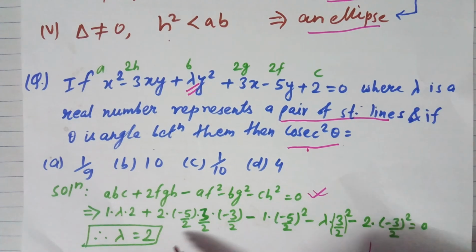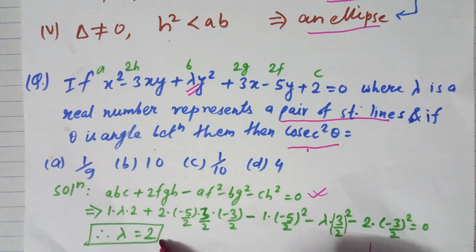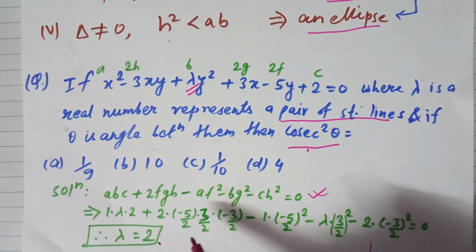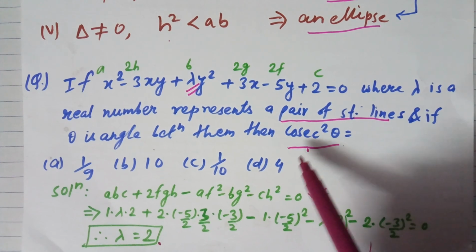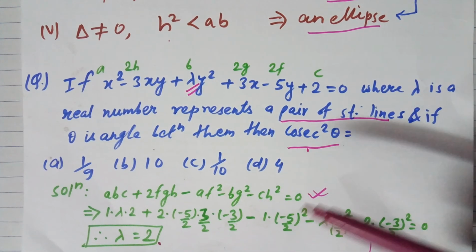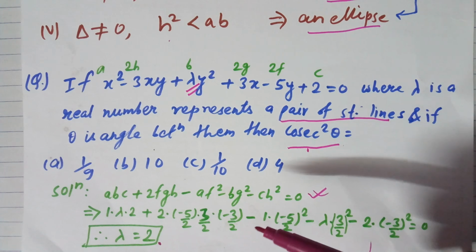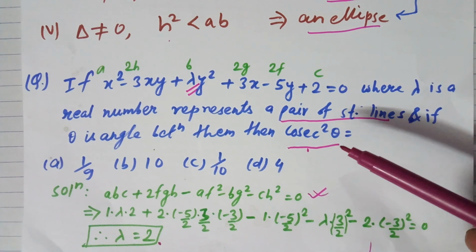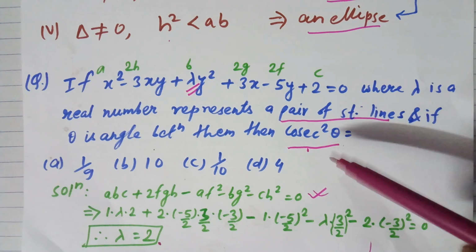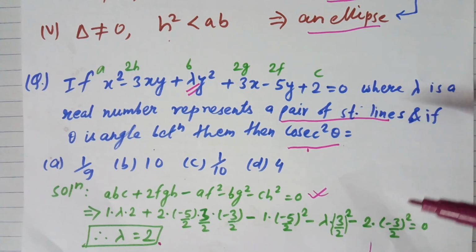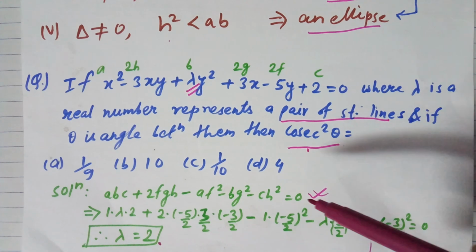After substituting we will have this expression, and if you solve it we get lambda equals to 2. But the story doesn't end here. We need to know cosec square theta, which can be found if we know the angle between the lines. If we know the angle between the lines, then we can use this formula. So now let's see how we can calculate the angle, then we'll come back to this problem.